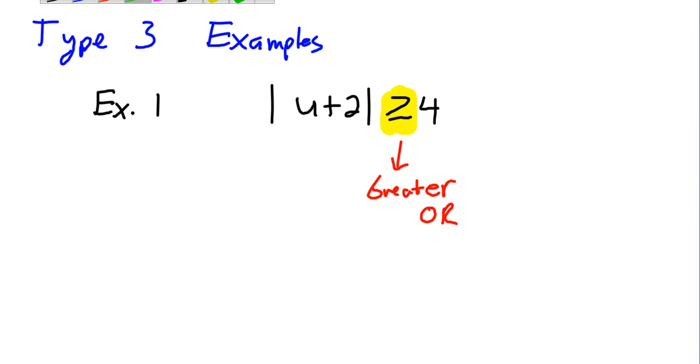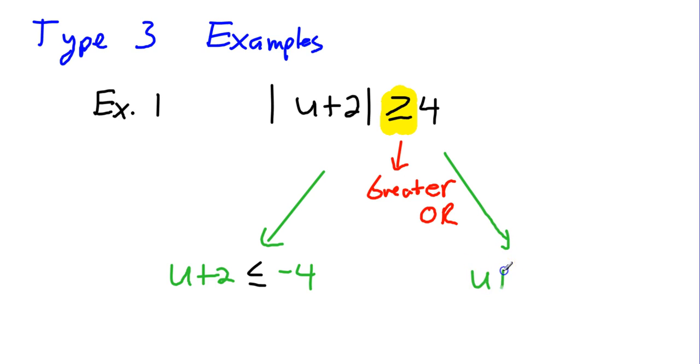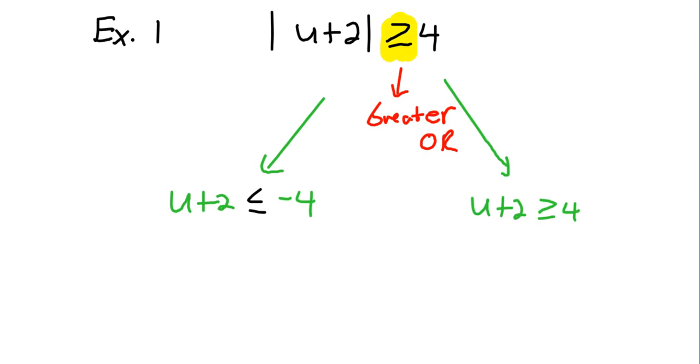And with the or statements, this is one where you just split it up. So you're going to have u plus 2, and when you make that -4, because you've got the negative in there, you are going to have to flip it around to make it less than. And then we're going to do u plus 2, that one won't change, and it'll just be greater than 4. And again, when we graph it, it's just going to be an OR statement.